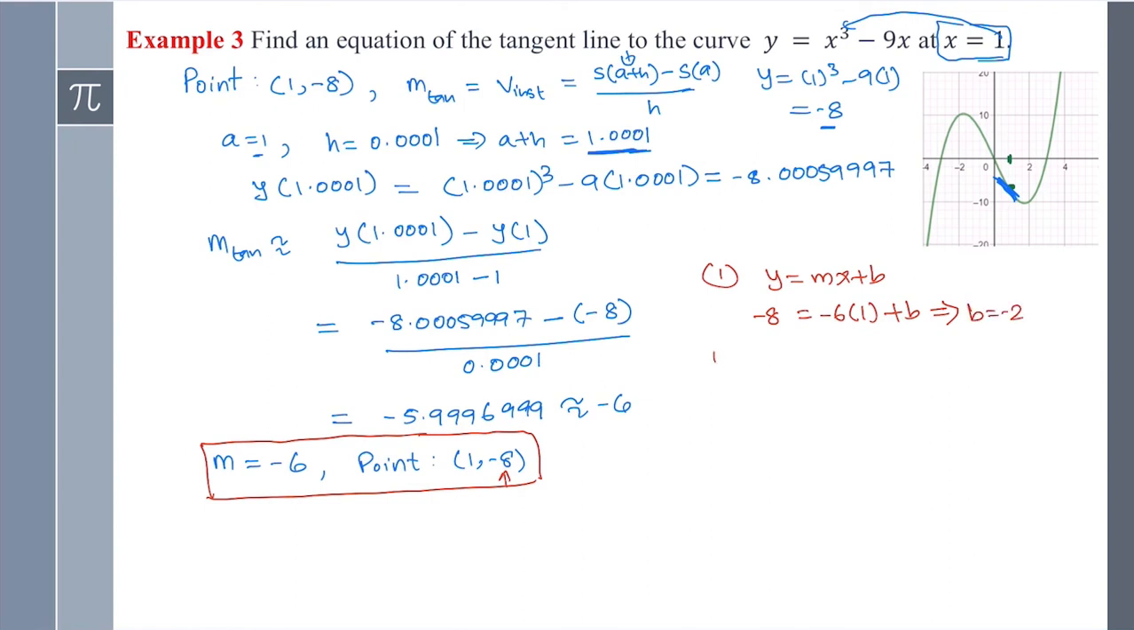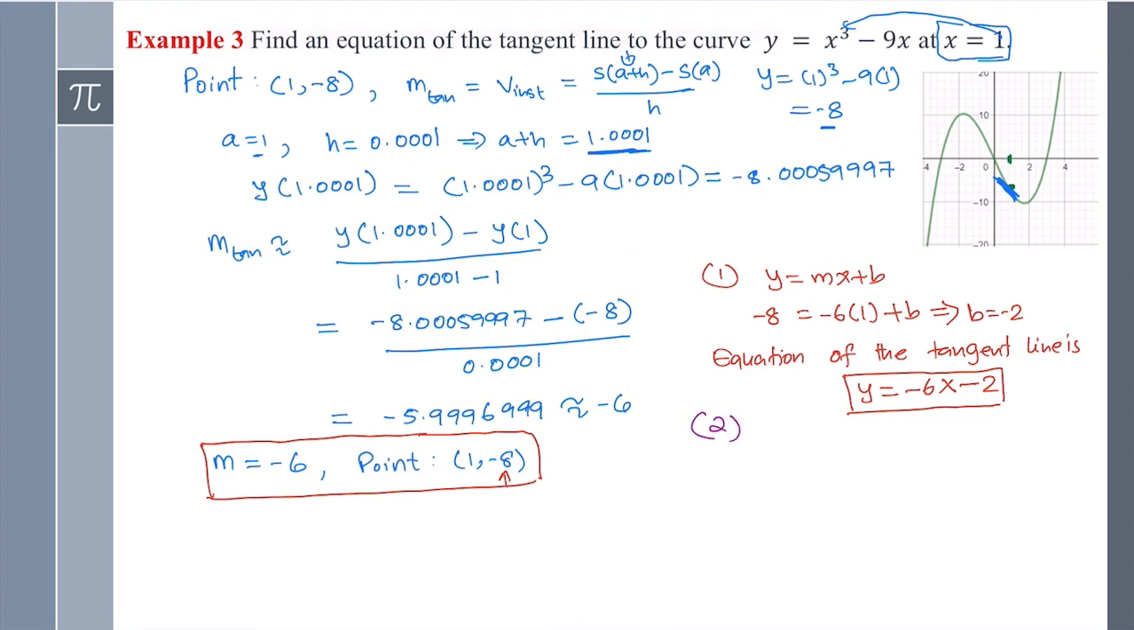That means the equation of the tangent line is y equals mx plus b, which means y equals negative 6x minus 2. Now let's see the other way.